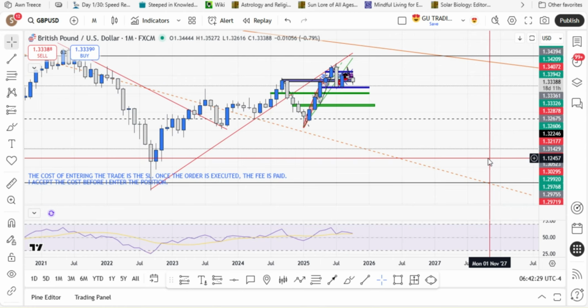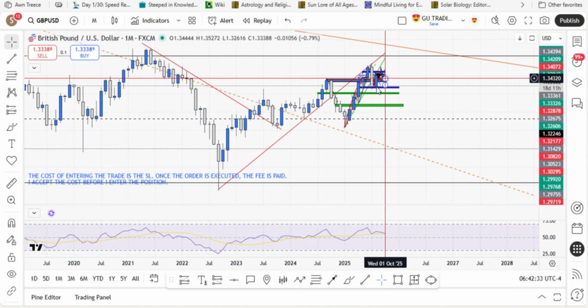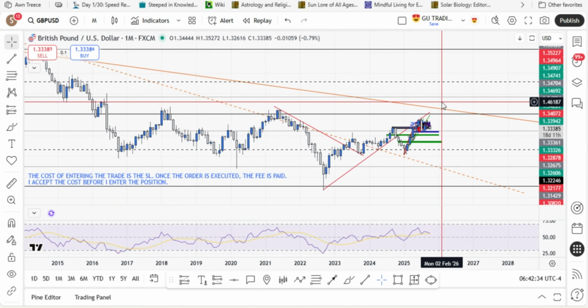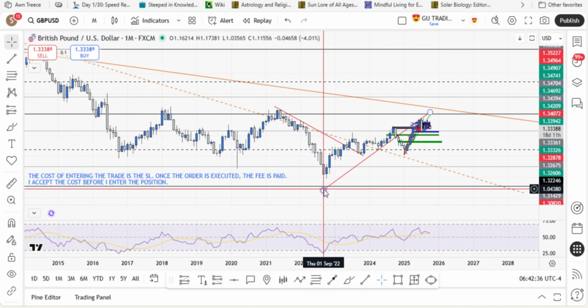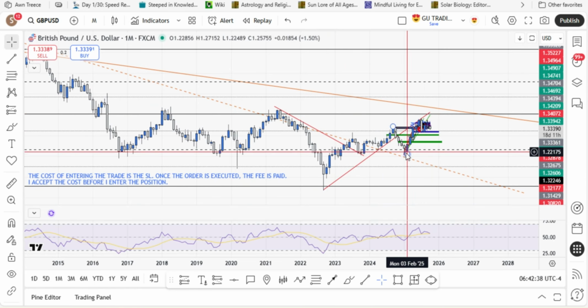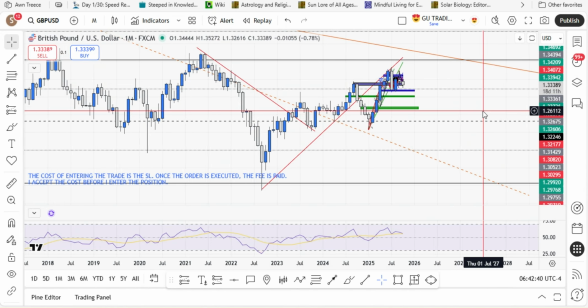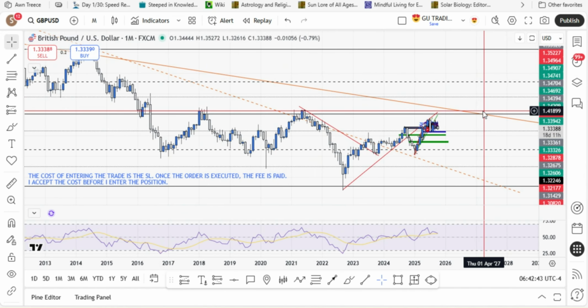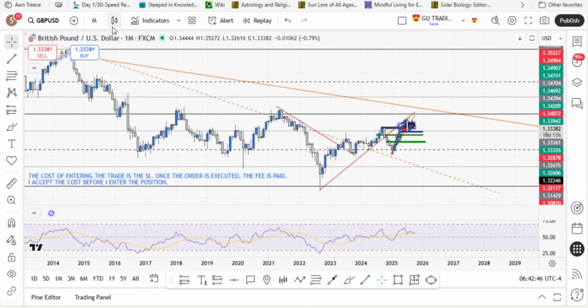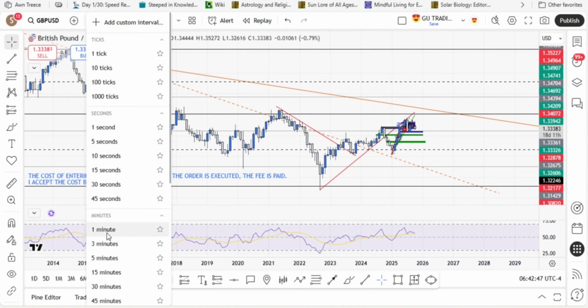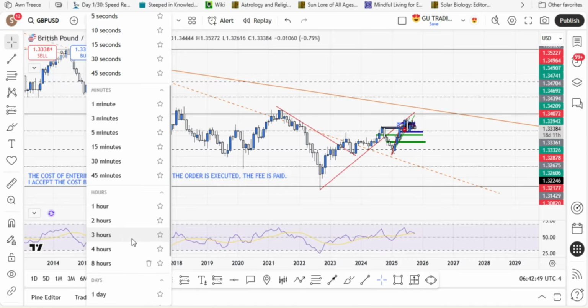Nothing really going on there. There's an impulse right there. It could be impulse, correction, continuation. But right now, the monthly is not really saying much. Let's see for the weekly.